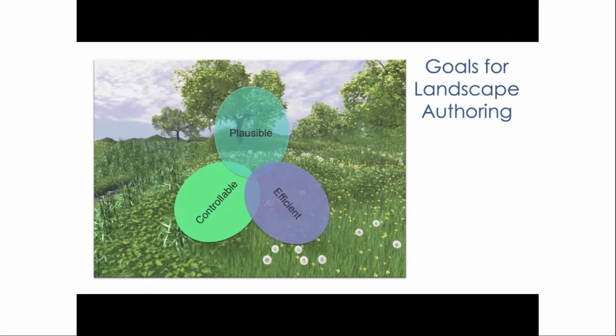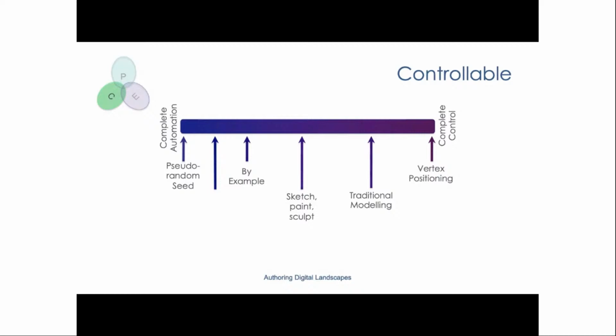Authoring control is really on a spectrum, ranging from the left, where you have complete automation. So that'd be, for example, a situation where you might give a single pseudo-random number to your procedural generation method, and it might create an entire world out of that. On the right-hand side, we have complete control. That's a case where every single vertex in your billion vertex environment is specified individually by the author or artist. And those are the two extremes, and other techniques fit in between that.